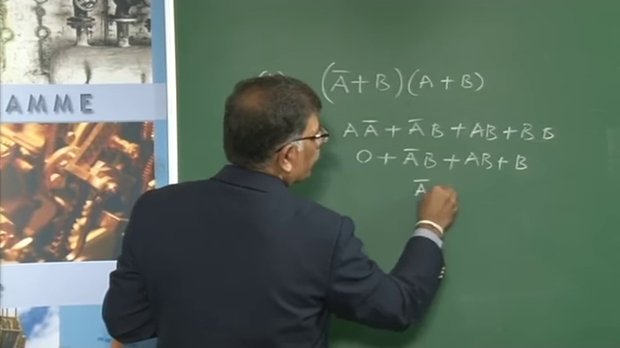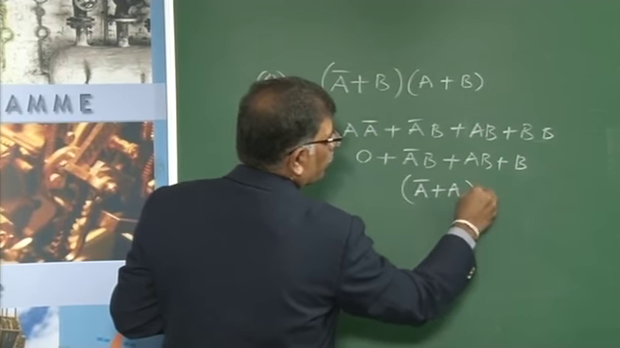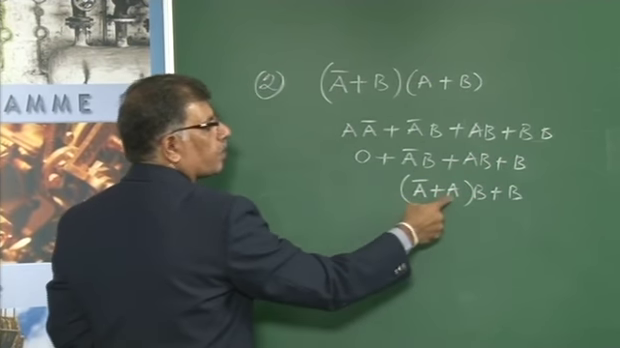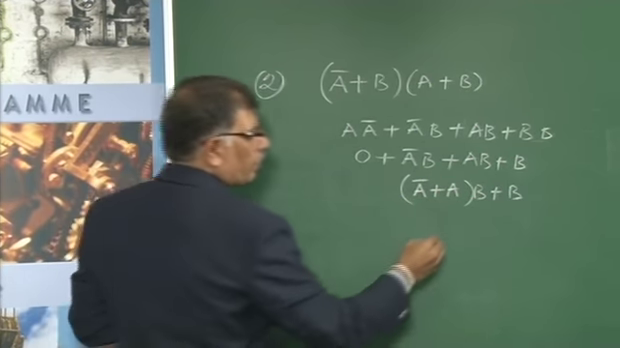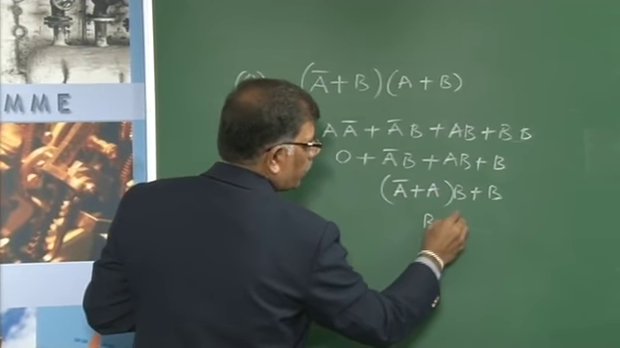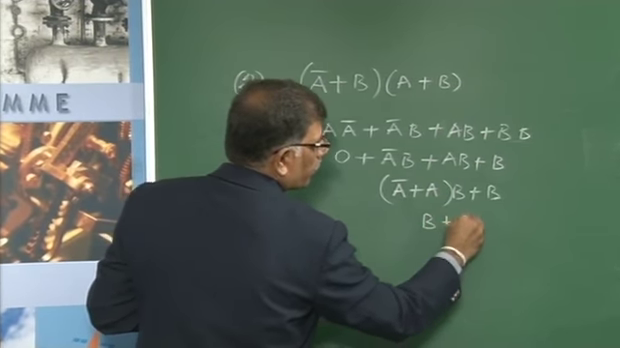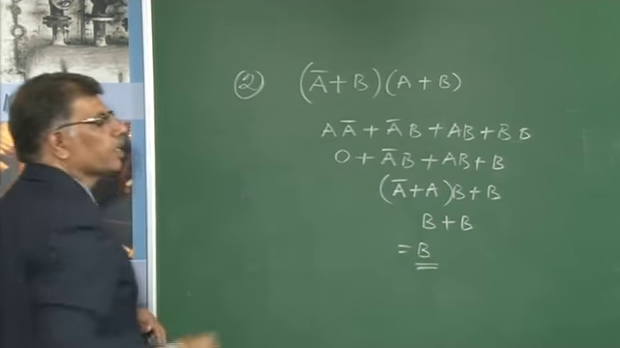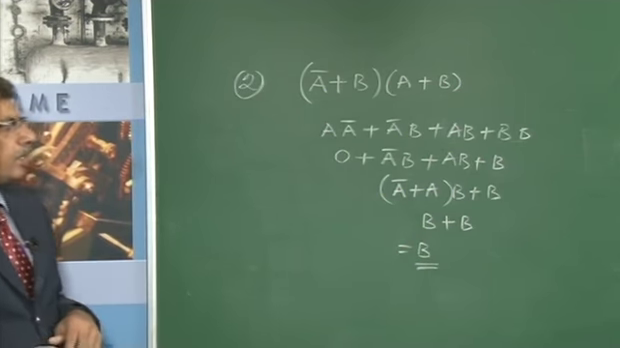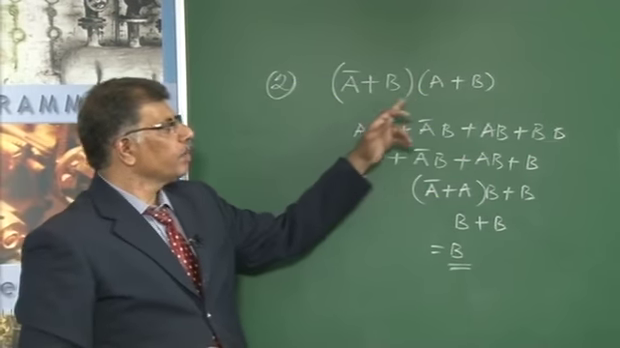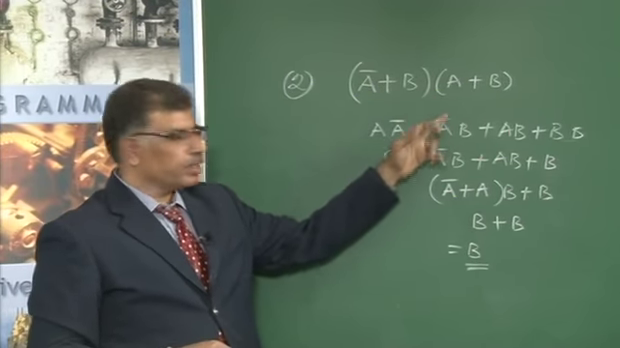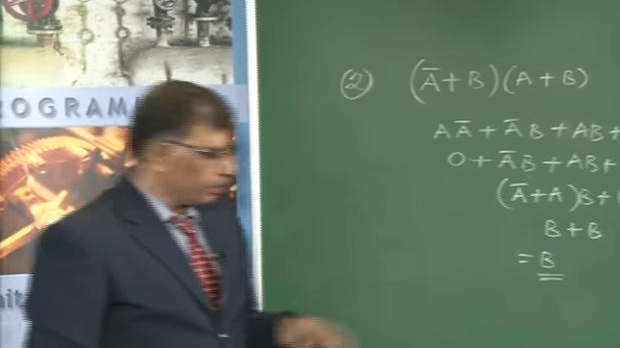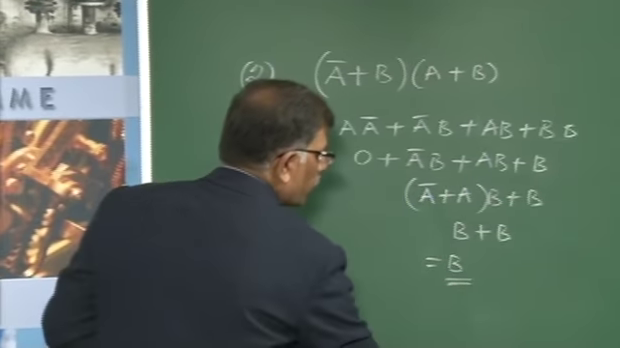This is equal to a plus a bar into b plus b. As I know already, a plus a bar is equal to 1, so that is b you will be getting, and this is equal to b plus b. So b plus b is again equal to b. The simplified form is b itself. This is how we can simplify bigger Boolean equations into simpler forms by using these types of theorems and operations with respect to Boolean equations.